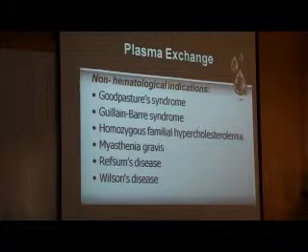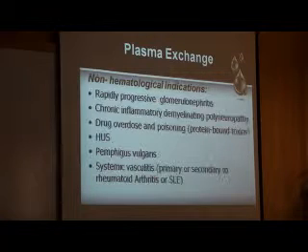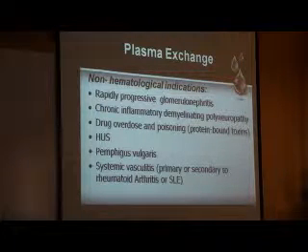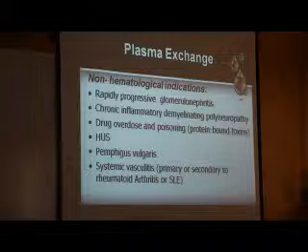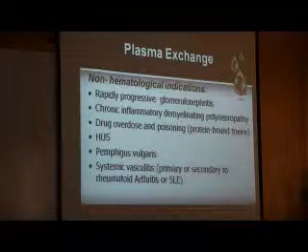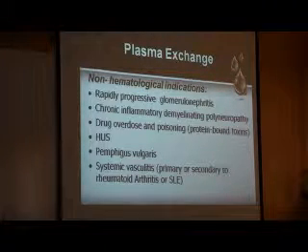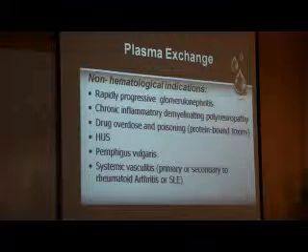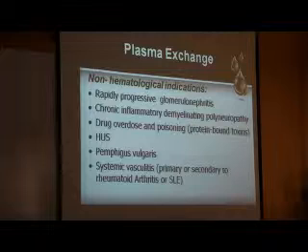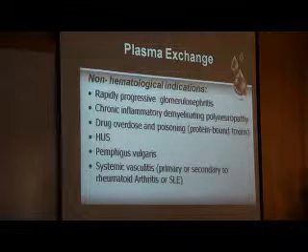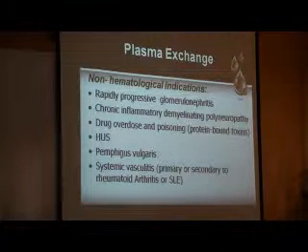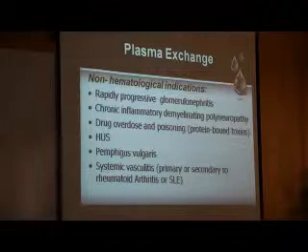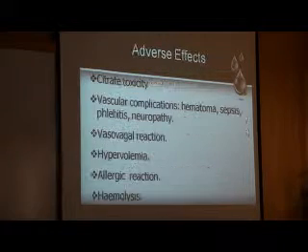Also, homozygous familial hypercholesterolemia, myasthenia gravis, Refsum disease, Wilson disease, and other indications like rapidly progressive glomerulonephritis and chronic inflammatory demyelinating neuropathy. It can even be used in acute poisoning in children, especially in poisons bound to plasma proteins. Dr. Aisha can tell us about this. Also, it's used in hemolytic uremic syndrome, pemphigus vulgaris, and systemic vasculitis.